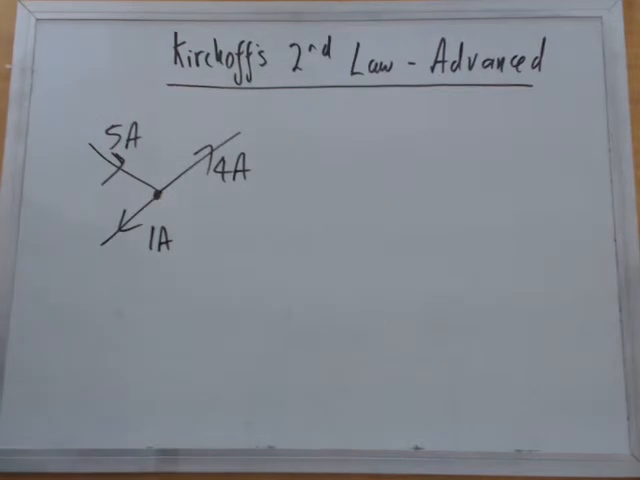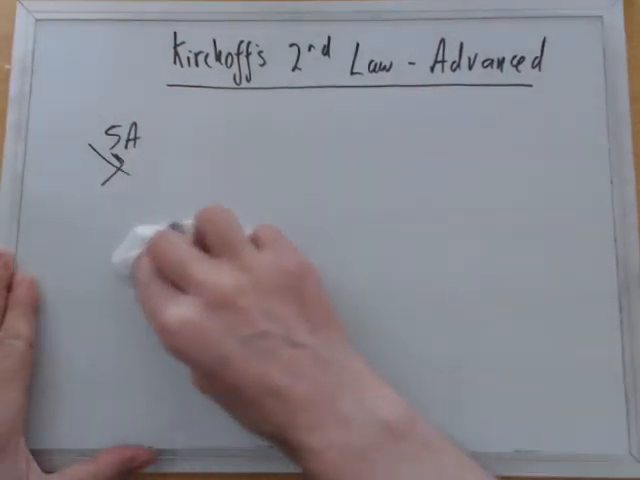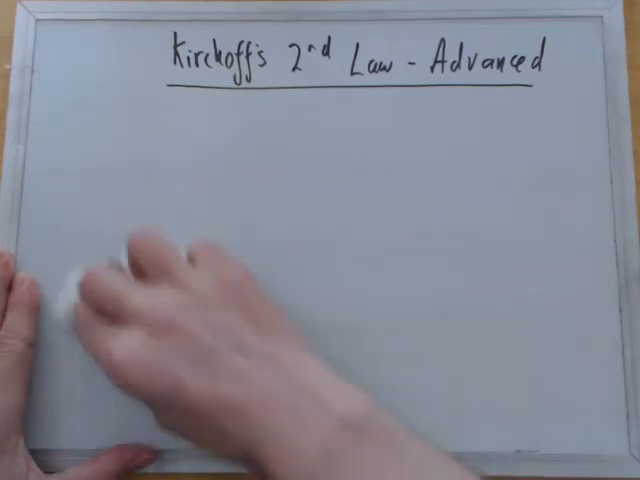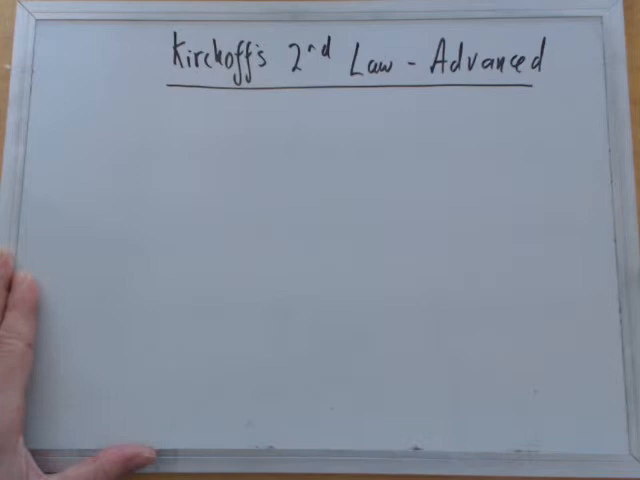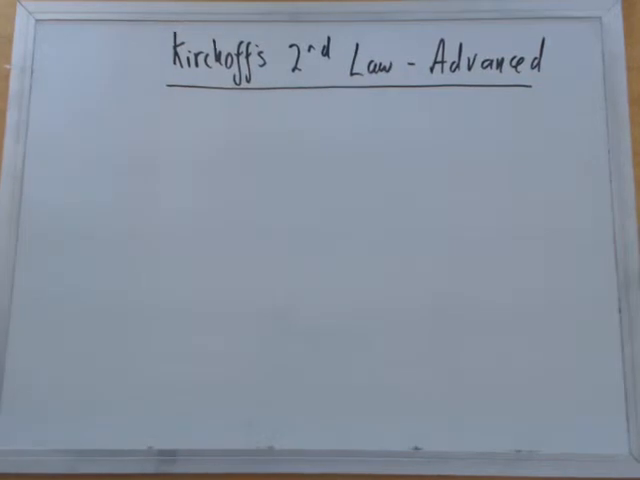Now, Kirchhoff's second law, that was the first law. Kirchhoff's second law is that the sum of the EMFs in a closed loop is equal to the sum of the potential differences in the components. So we're going to look at a more complicated example here, which will involve eventually simultaneous equations.